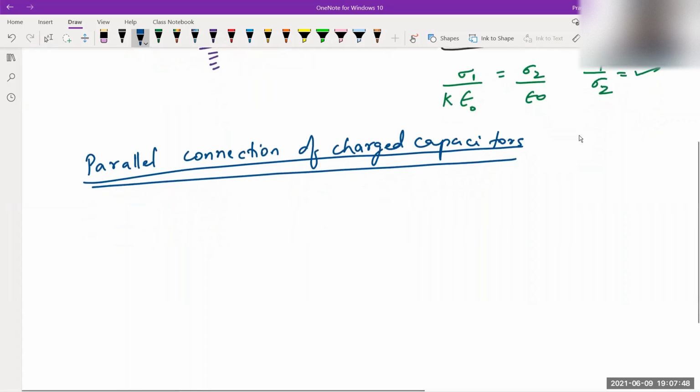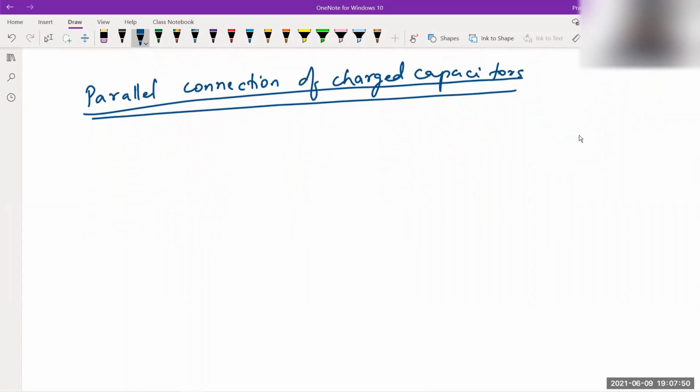Okay, so we will start with this topic. That means you have two capacitors which are already charged, and now you are going to connect them in parallel. So there will be a redistribution of charge again. You have to find the new charges, the new potential.